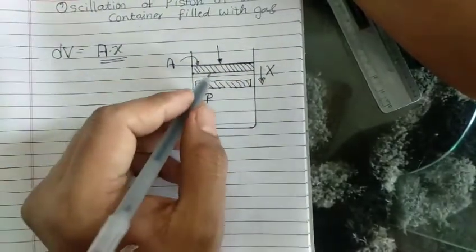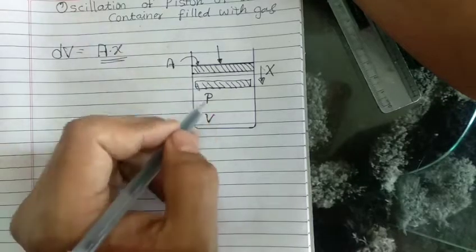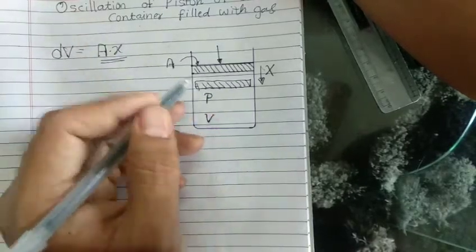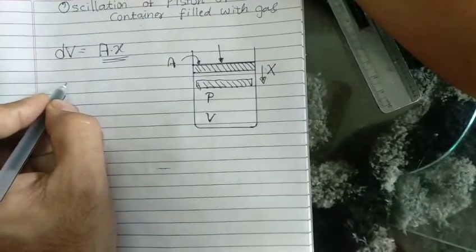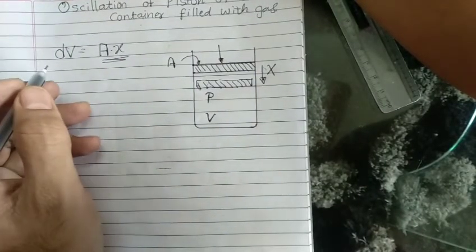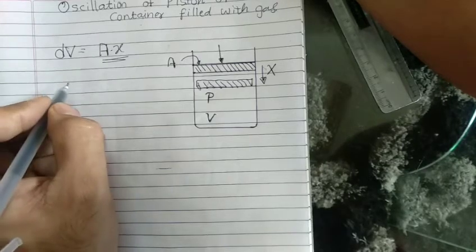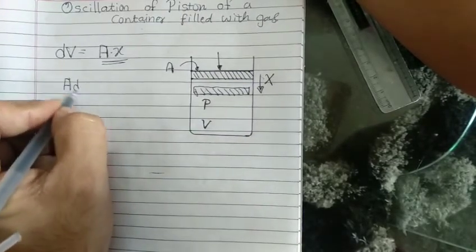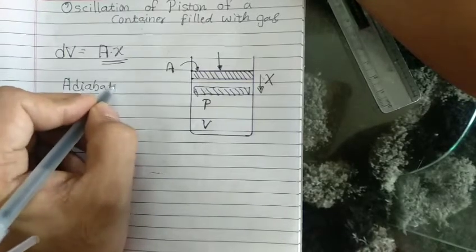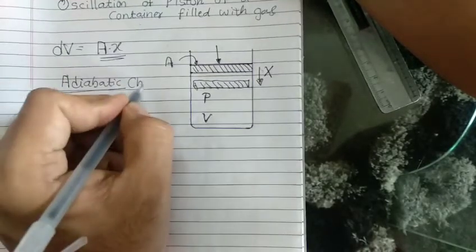Obviously the volume of the gas will decrease, so the pressure of the gas will increase. Volume and pressure are changing. Now this change may be adiabatic or it may be isothermal, isn't it? Let's consider first of all that it is an adiabatic change.